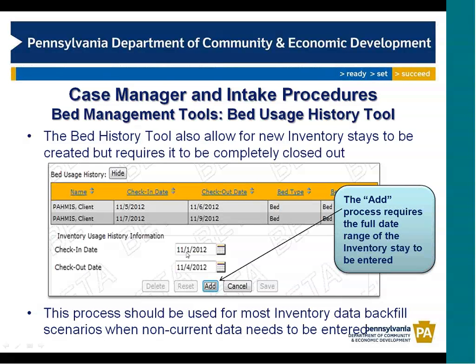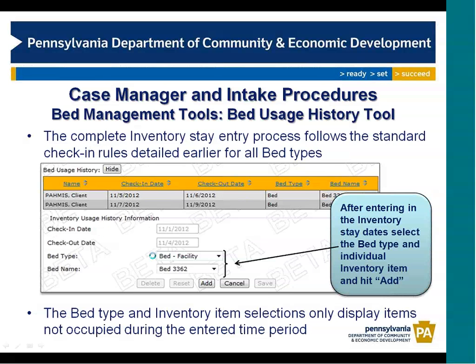When you start, it has both the dates. Enter both of them and simply hit the add button. It'll open up a process exactly like the detailed process that we talked about during enrollment, as well as the standalone check-in. That'll prompt you for bed type, as well as the different inventory items. The interface is dynamic based on all those.